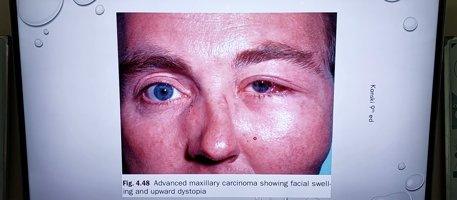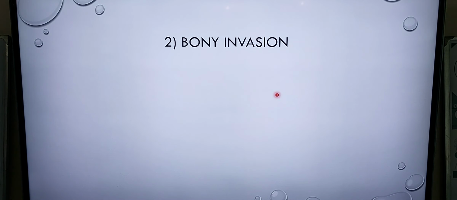You can see this is a picture of maxillary carcinoma. There is facial swelling, there is upward dystopia, and somewhat deviated nasal septum as well, and conjunctival ecchymosis.